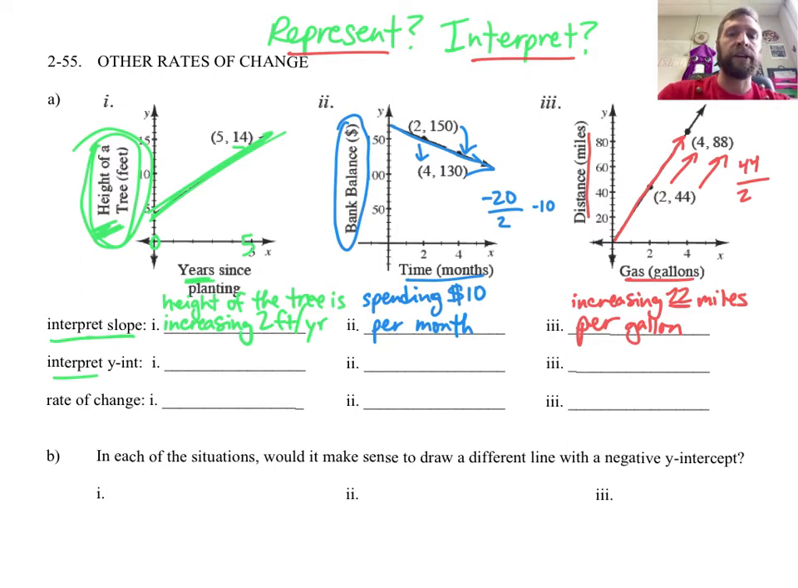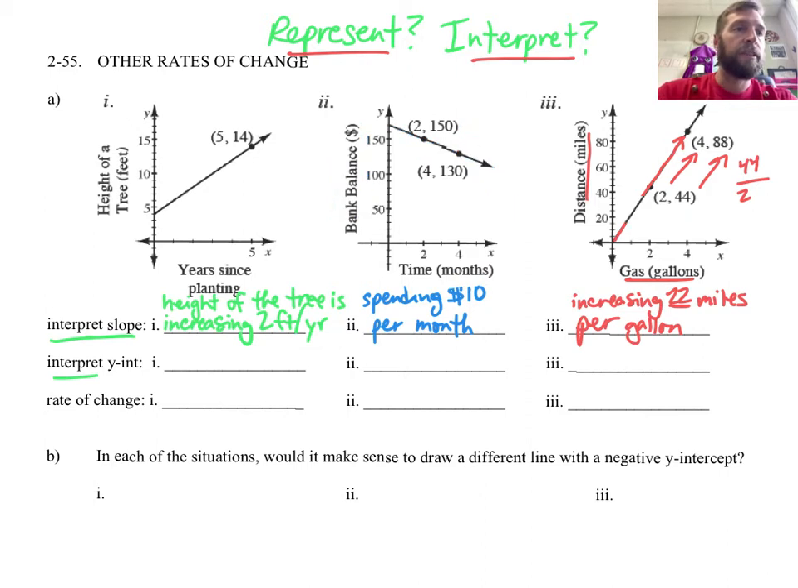So that's how we're doing our interpret slope. Let's go ahead and take a look at our y-intercept. And I'm going to go ahead and erase and keep all this fresh for you. Let's go ahead and interpret our y-intercept. We know our y-intercept is where our graph hits the y-axis. Let's go ahead and highlight that point. Boom, there it is. Okay, it's a starting point.